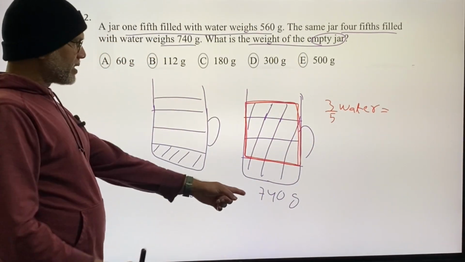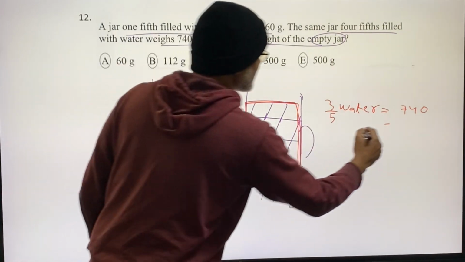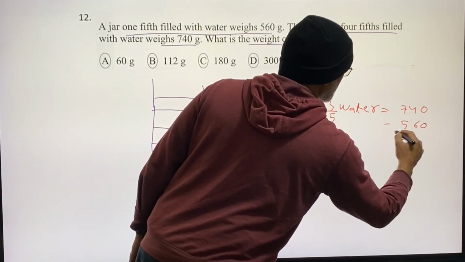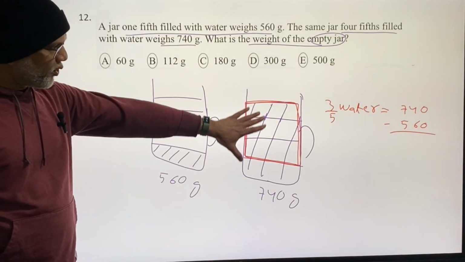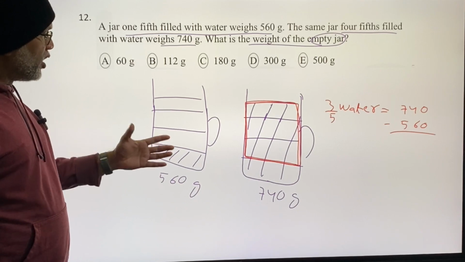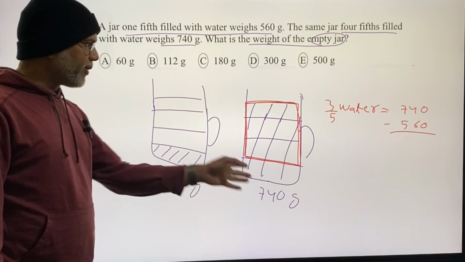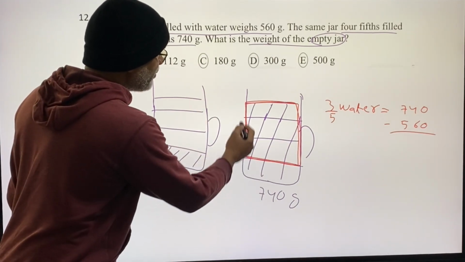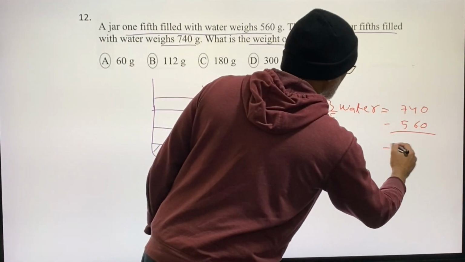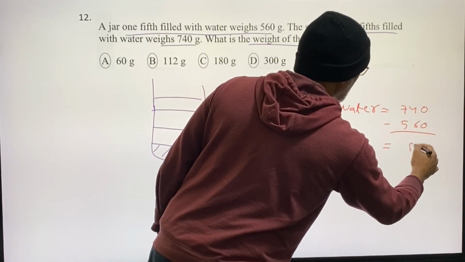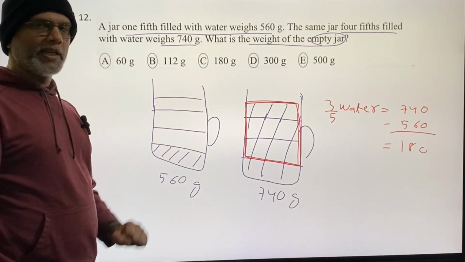This is going to be 740 minus 560. Right? So what I'm doing is, here the jar is 4/5 filled, here 1/5 filled. So I'm taking away the jar and 1/5 of the water. So what I'm remaining is 3/5 of water, right? And that is going to be 180, right? So 3/5 of water is 180.